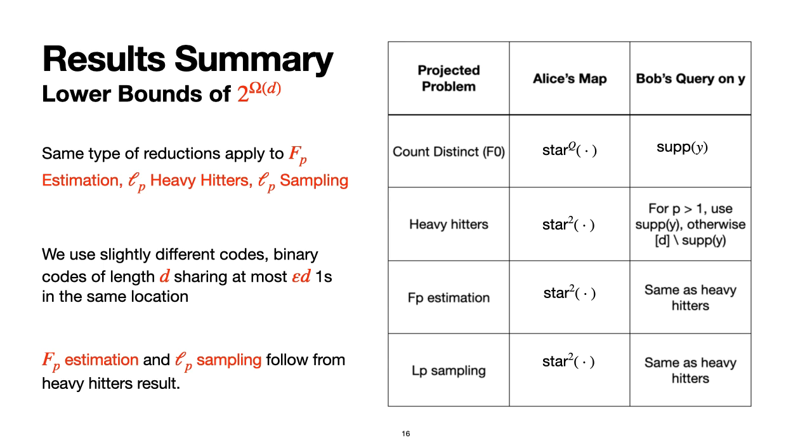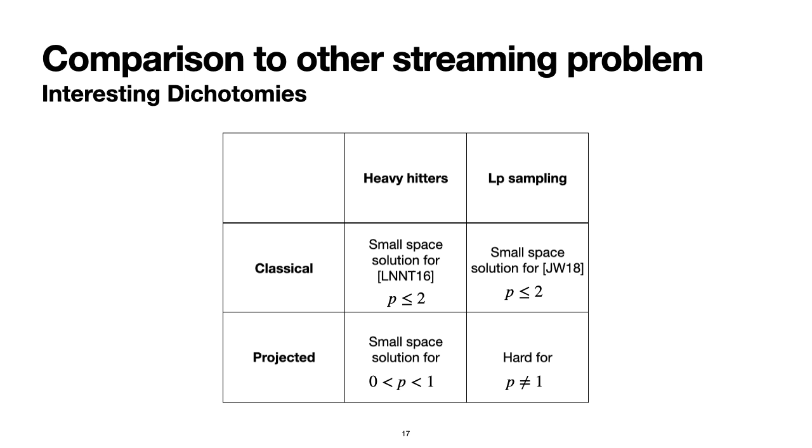Similar ideas are used for other problems that we study, such as FP estimation, heavy hitters, and sampling. The codes that we use are slightly different, but the argument is very similar. The FP estimation results and LP sampling mostly follow from heavy hitters, but again with mildly different calculations. This table, I don't want to go into the details of it, but shows how the arguments are related and the different maps that are applied. For those interested, we also show dichotomies between classical and projected frequency estimation problems. Now I'll move on to upper bounds.